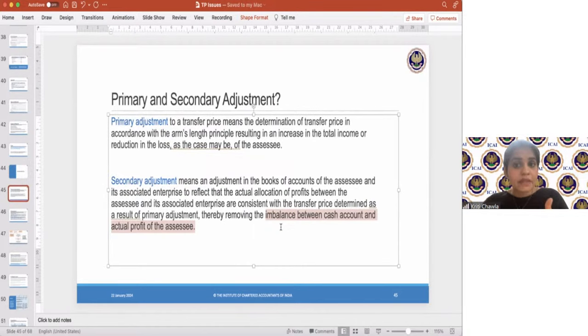And why does that happen? Because now by secondary adjustment, the 40 rupees will be added to the books of accounts of the Indian enterprise, and now the Indian enterprise will have to pay tax on the 40 rupees that is added in their accounts also. So that repatriation, in other words, is basically called secondary adjustment.